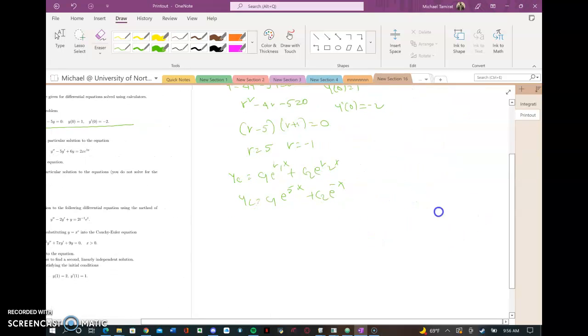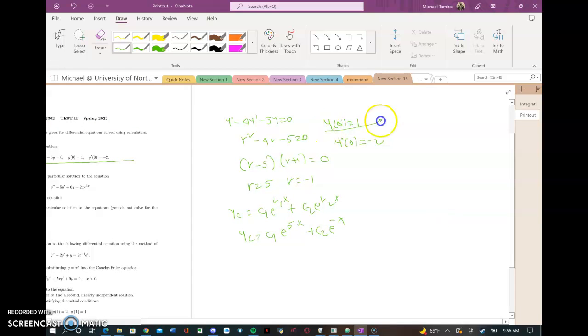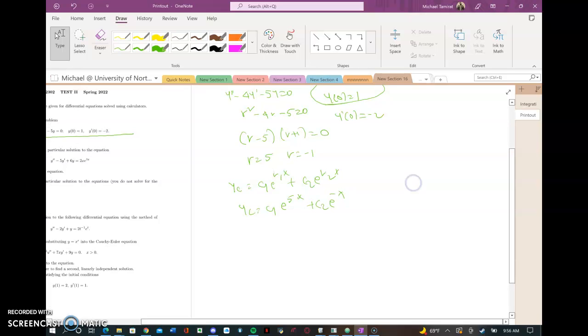Now we have to insert our initial value, y(0). So y(0) equals c1 e to the 5 times 0 plus c2 e to the negative 0. y(0) equals 1, so this is going to be c1 plus c2 equals 1.